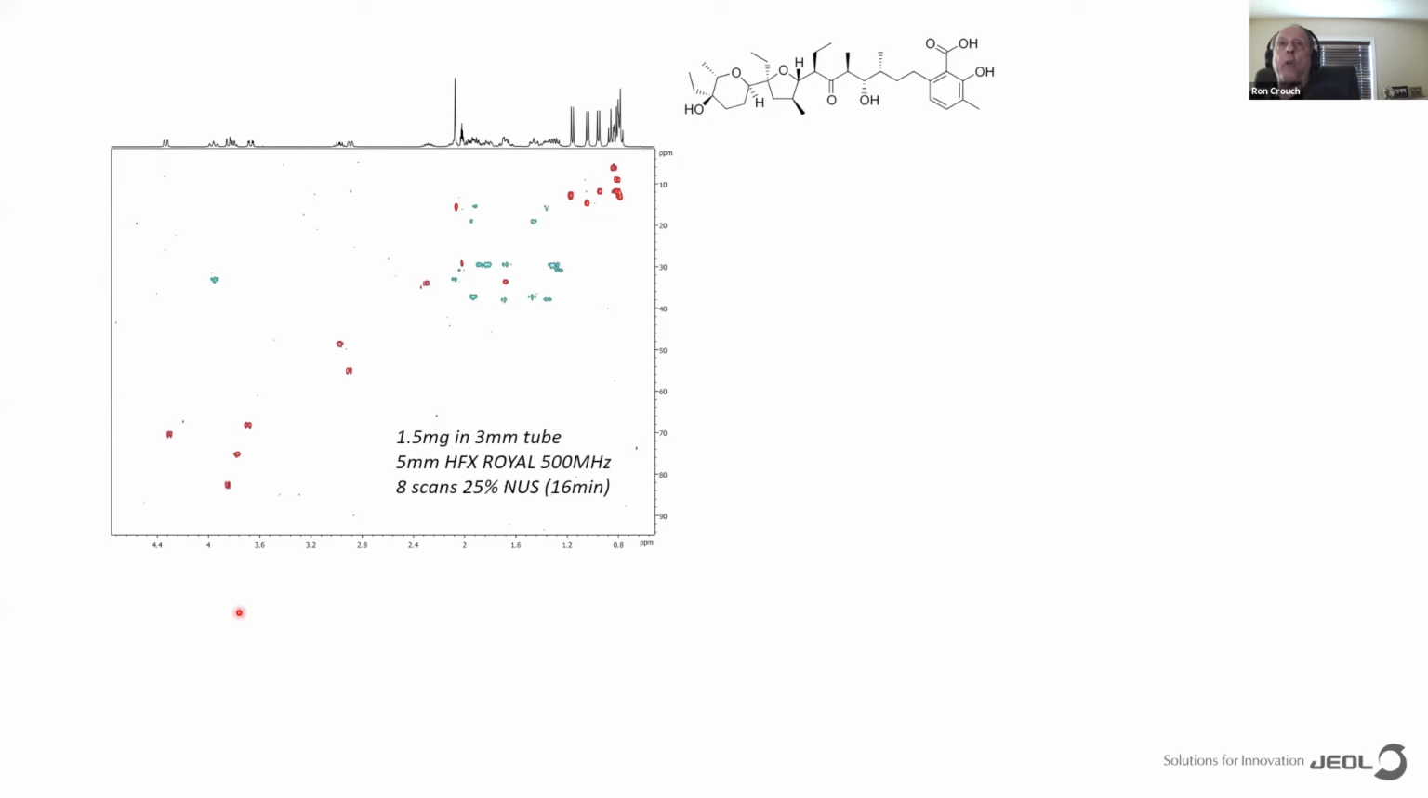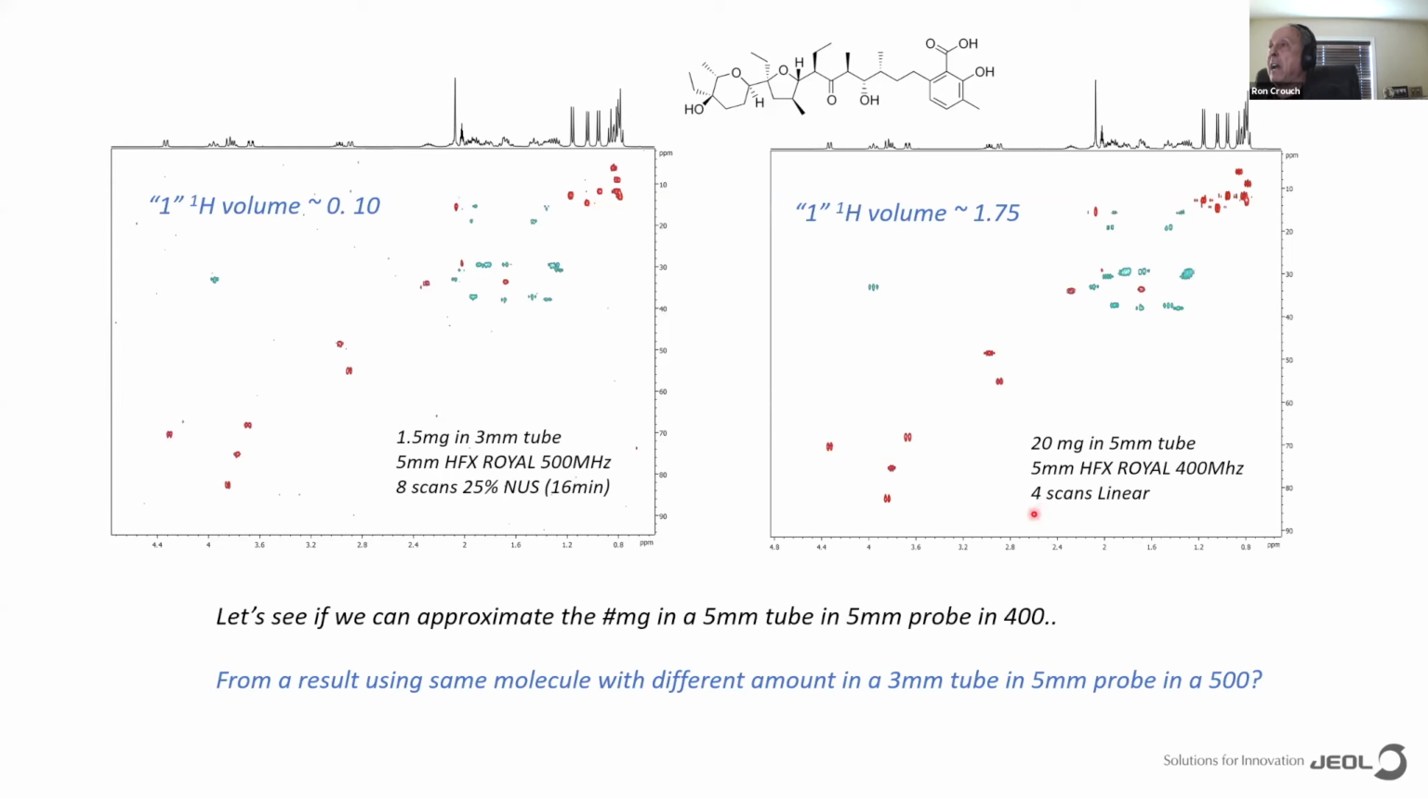So let's do all the hand waving right now and get it out of the way. Let's try to do something absolutely silly. This is 1.5 milligrams in a 3 millimeter tube and a 5 millimeter probe in a 500 megahertz spectrometer. It's acquired with 8 scans with 25% NUS. So that's maybe a 15-minute data set on 1.5 milligrams of salicylate. Now here is a 20 milligram sample in a 5 millimeter tube in the same type of probe, but in a 400 megahertz spectrometer, 4 scans and linear. So this has signal and noise to absolutely burn.